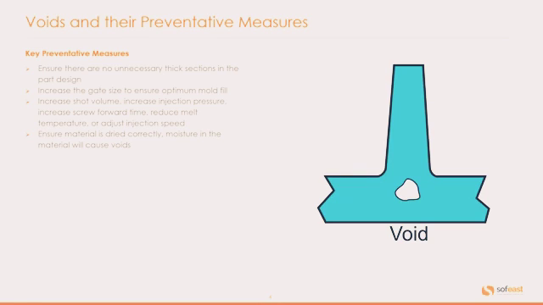Some key preventative measures to avoid voids. Ensure there are no unnecessary thick sections in the part design. Increase the gate size to ensure optimum mold fill. Increase shot volume. Increase injection pressure. Increase screw forward time. Reduce melt temperature or adjust injection speed. Ensure material is dried correctly. Moisture in the material will cause voids.